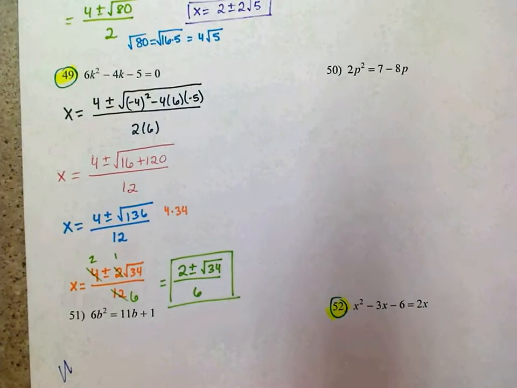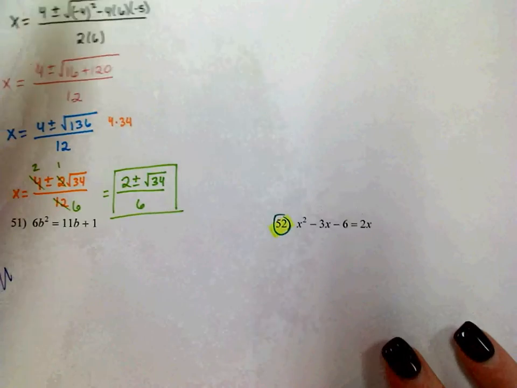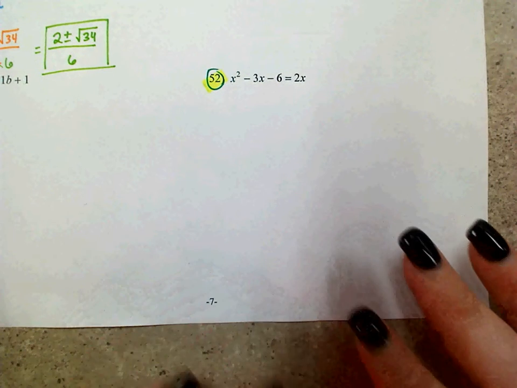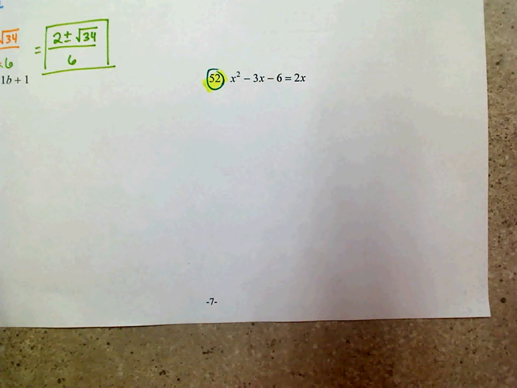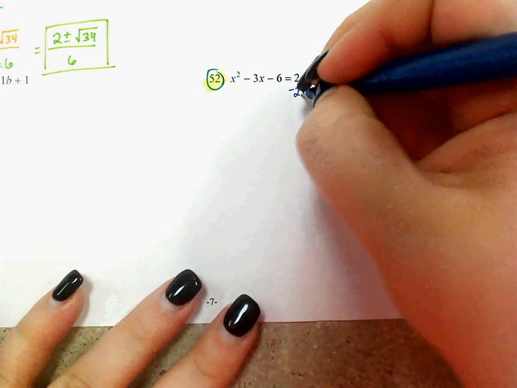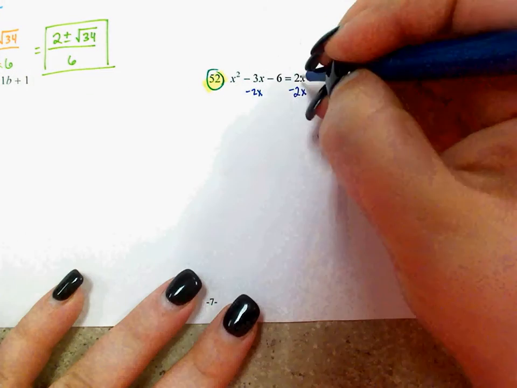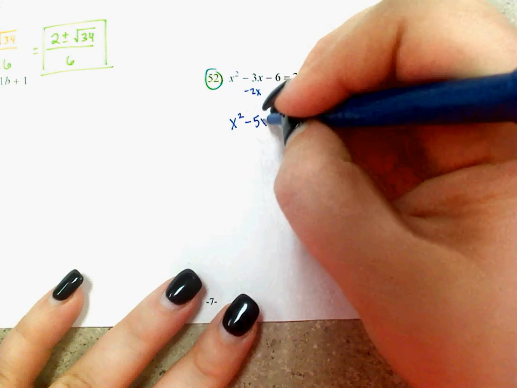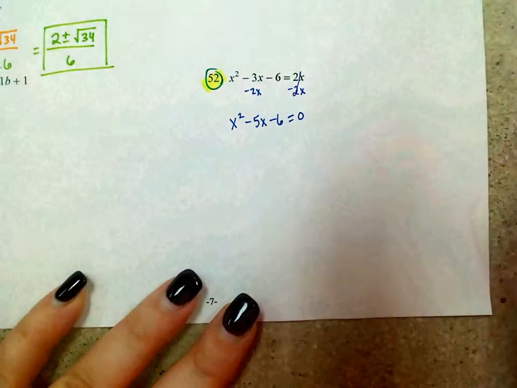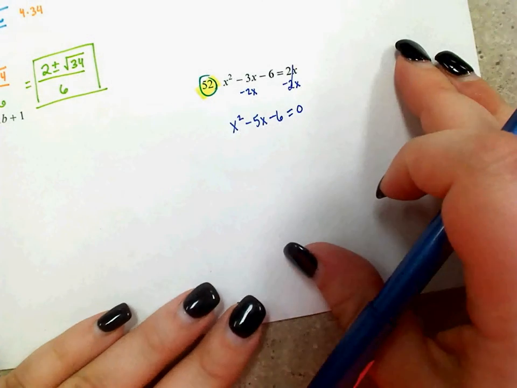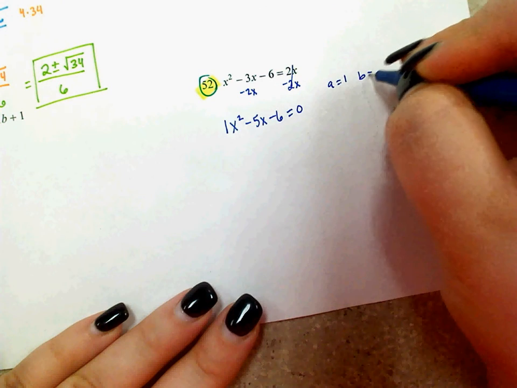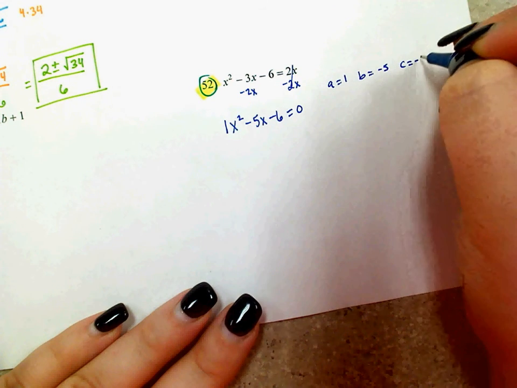So, number 52. Number 52 is not set equal to 0. So the first thing you want to do is get it set equal to 0. We want to subtract 2x from this side, and we're going to go ahead and put it right here because that's the term it's going to combine with. So I've got x squared minus 5x minus 6 equals 0. So a is the number in front, that's 1. B is negative 5, and c is negative 6.